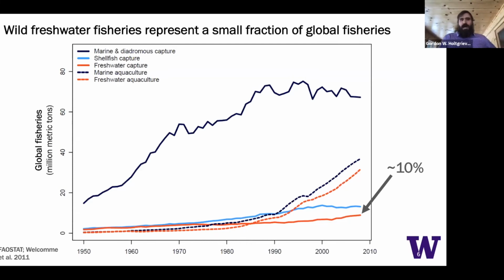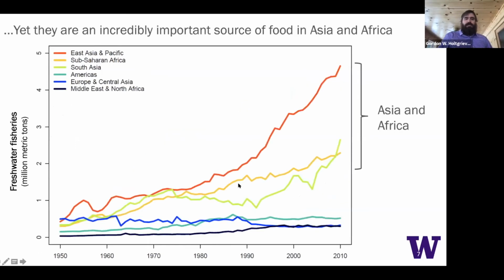This is not making me happy. But I buckled down and said, hey, maybe the amount of fish being caught is not really the relevant metric here. Maybe they're more important to people than you might expect. So first thing I do is I looked at some of these data on catches over time.